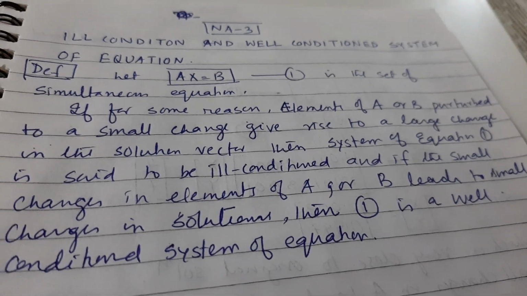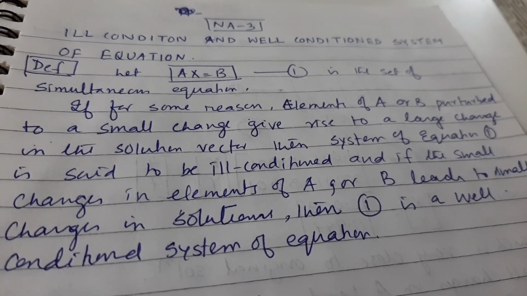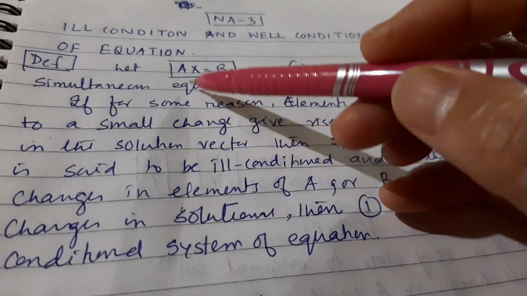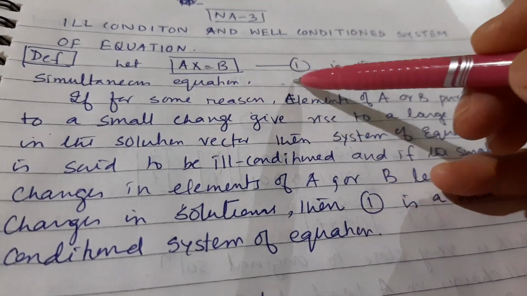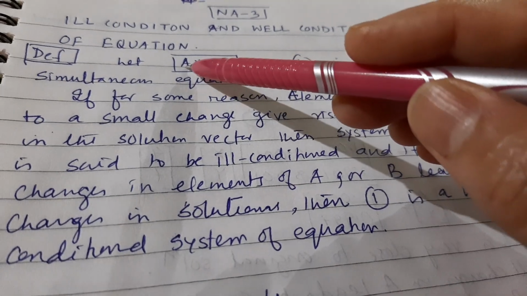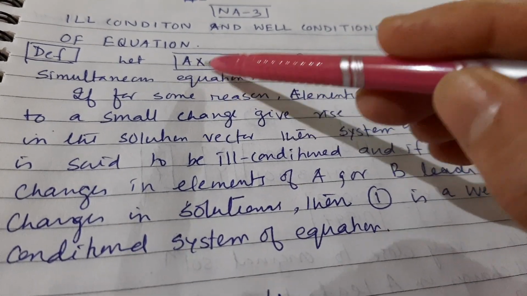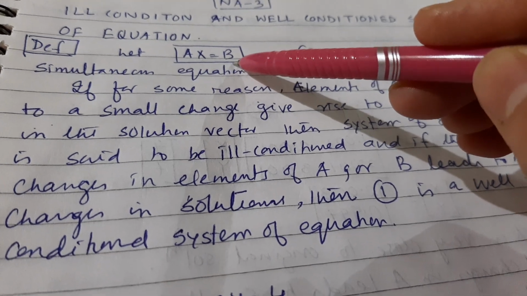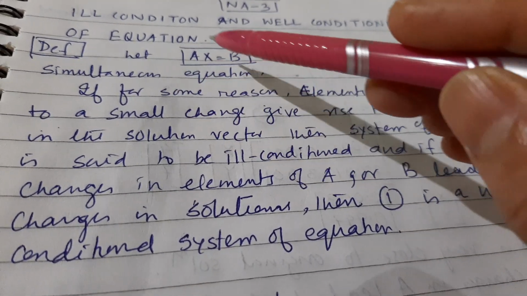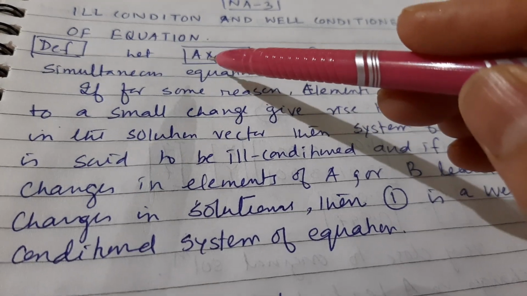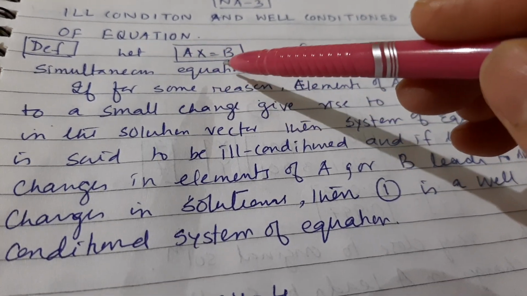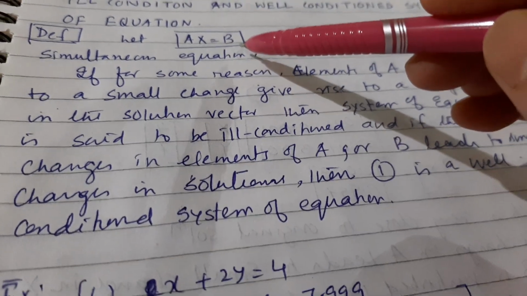In this video, let us discuss the ill-conditioning and well-conditioning of a system of equations. Let Ax = b be the system of equations, where A is the coefficient matrix, x is the solution vector, and b is the right-hand side vector. You get the solution vector x by solving these equations by any method. We have already discussed the different methods.